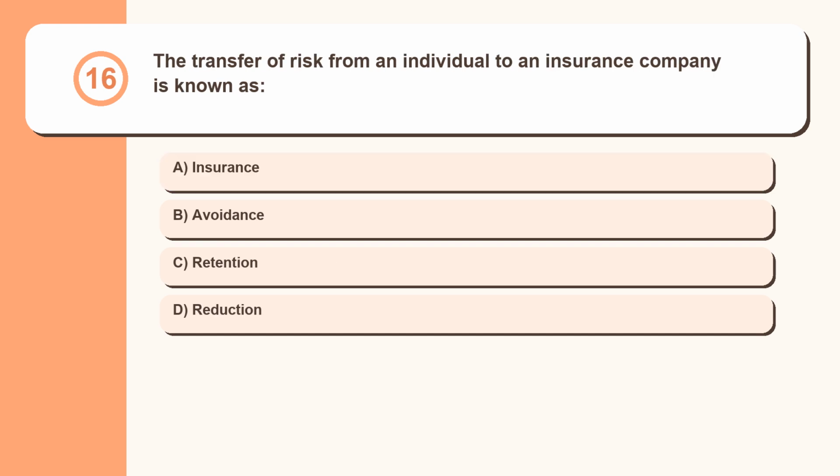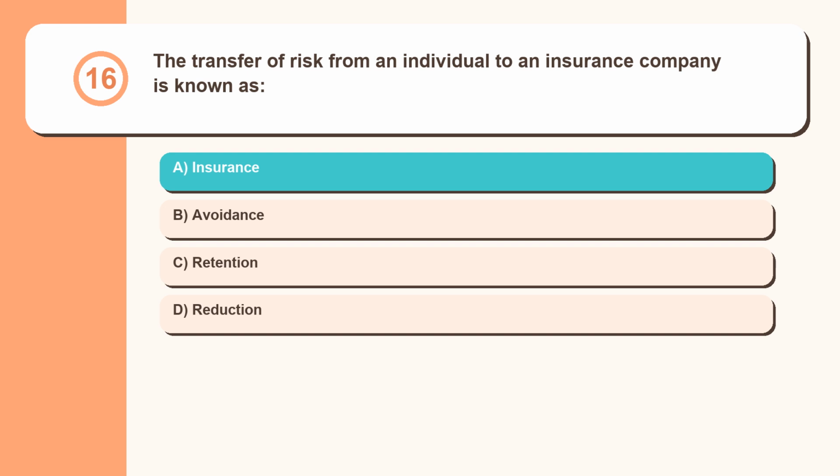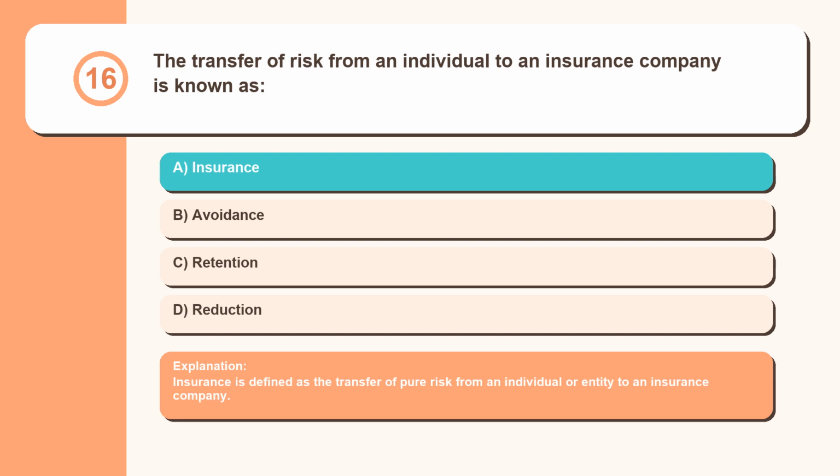Question 16. The transfer of risk from an individual to an insurance company is known as: insurance, avoidance, retention, reduction. Insurance is defined as the transfer of pure risk from an individual or entity to an insurance company.